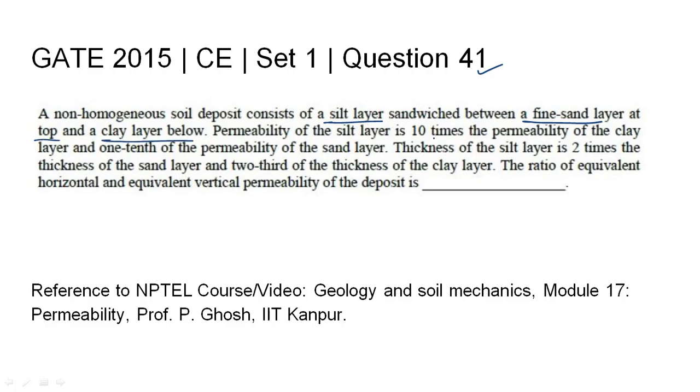Permeability of the silt layer is 10 times the permeability of the clay layer and 1/10 of the permeability of the sand layer. Thickness of the silt layer is 2 times the thickness of the sand layer and 2/3 of the thickness of the clay layer. The ratio of equivalent horizontal and equivalent vertical permeability of the deposit is. The relevant NPTEL reference has been listed.